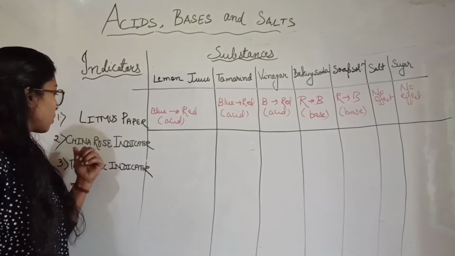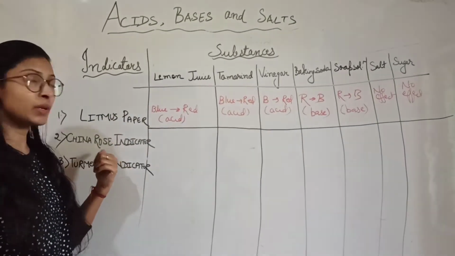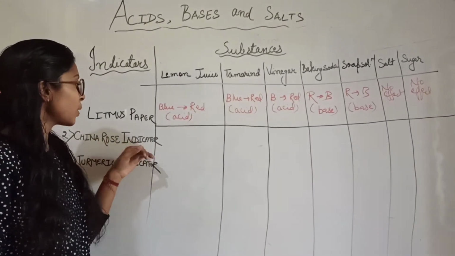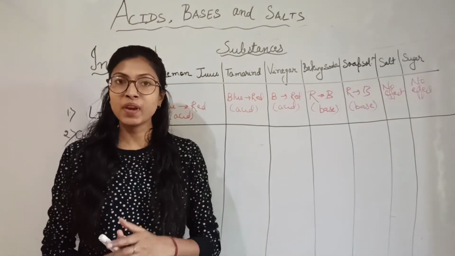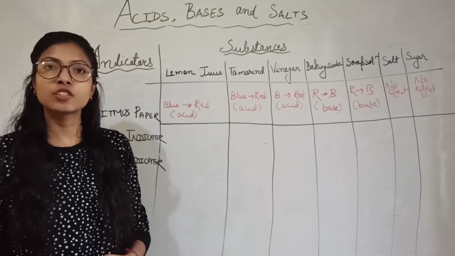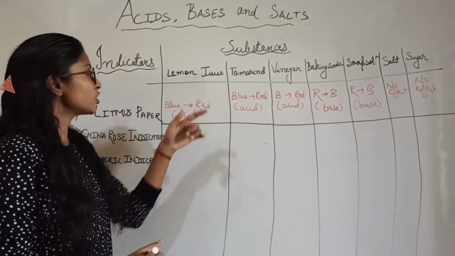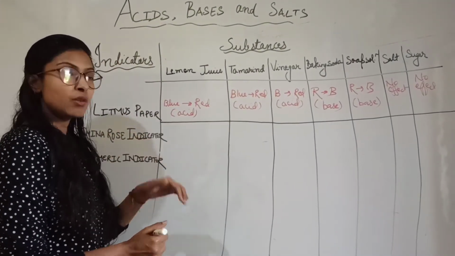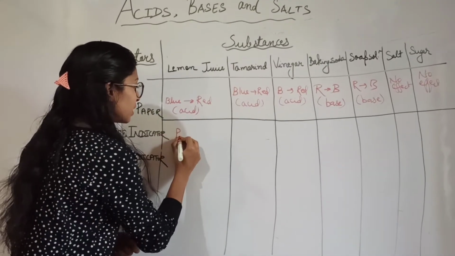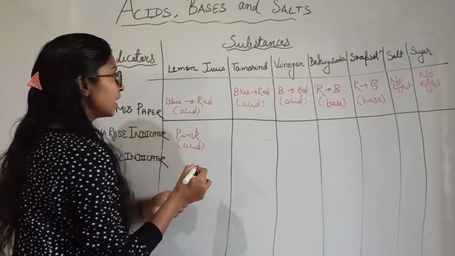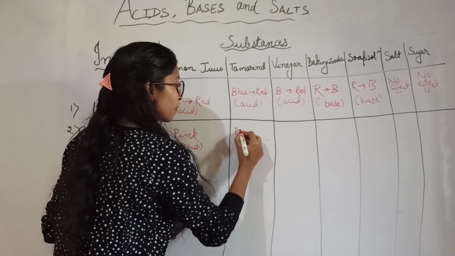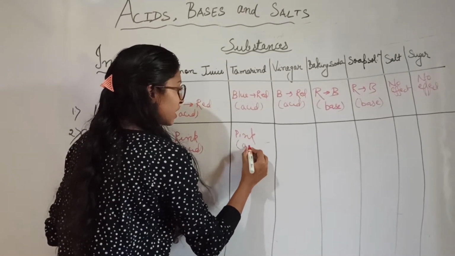Now let us try with the China rose indicator. It is also a natural indicator. So when we are putting this China rose indicator in an acid, it will turn into pink, and in a base it will turn into green. So when we are putting the lemon juice here, this China rose indicator is turning into pink. It means it is an acid. Again in the tamarind also it is turning into pink. It means it is an acid.